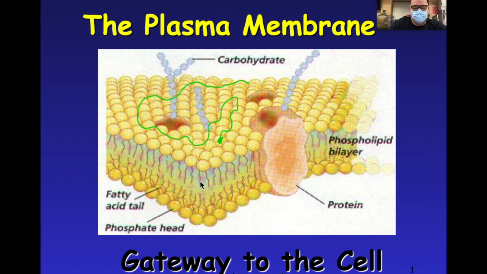All right, so the main thing about the plasma membrane is it's the gateway of the cell. It's going to keep things that shouldn't be in the cell on the outside, and it's going to let things that the cell needs in on the inside. So it's kind of like a gatekeeper.